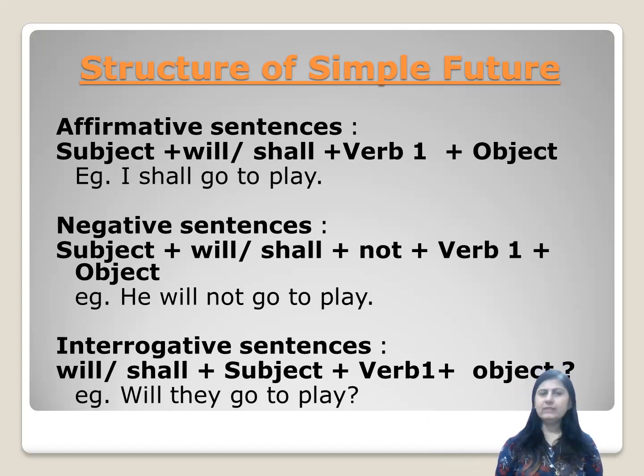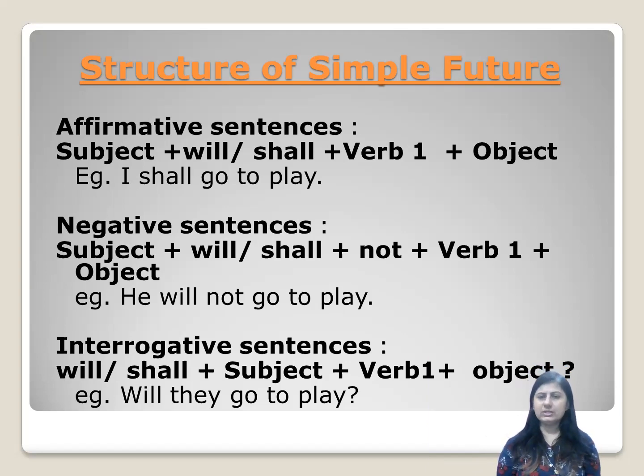In case of negative sentences, we will add not after will and shall, and the rest will remain the same. So it will be subject plus will or shall, then not, then first form and then object. Like, he will not go to play. He is the subject, after that will and then not, first form go and object to play.